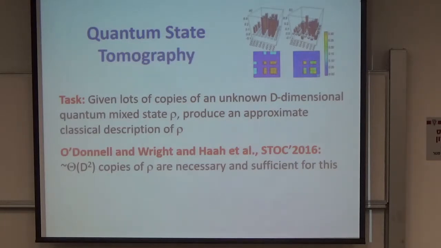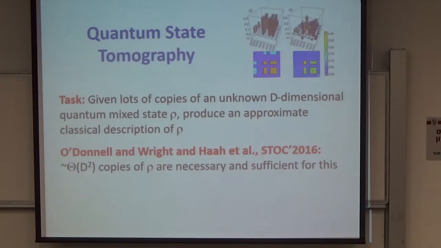Why would we expect d squared? Well, that's about the number of parameters in a d by d density matrix that have to be learned. So it's not that hard to see that you need at least d squared copies, but until recently it was only known how to do it using about d cubed copies. Very recently, in a breakthrough by these two groups independently, it was shown that you can do it using only about d squared copies, which is the information theoretic limit.